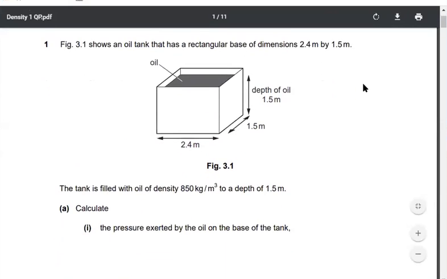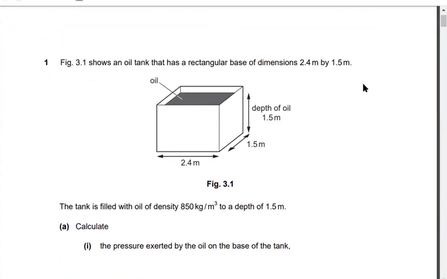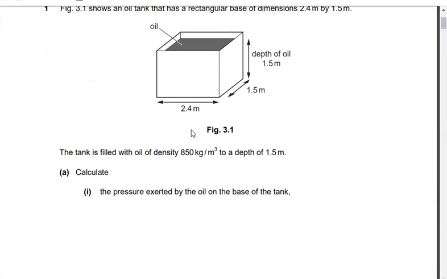So the question number 1 says figure 3.1 shows an oil tank that has a rectangular base of dimension 2.4 meter by 1.5 meter. The tank is filled with oil of density 850 kg per meter cube to a depth of 1.5 meter. The first question asks you to calculate the pressure exerted by the oil on the base of the tank.